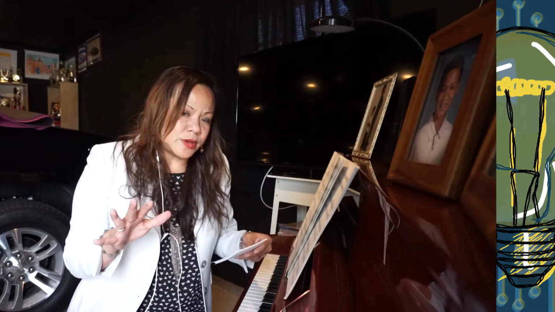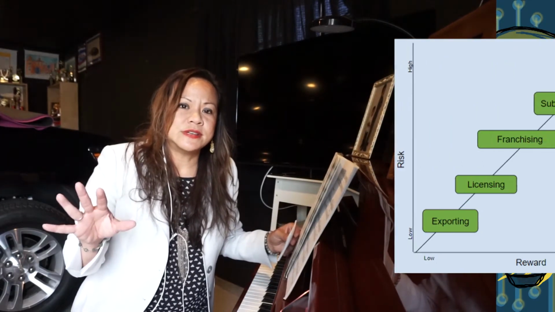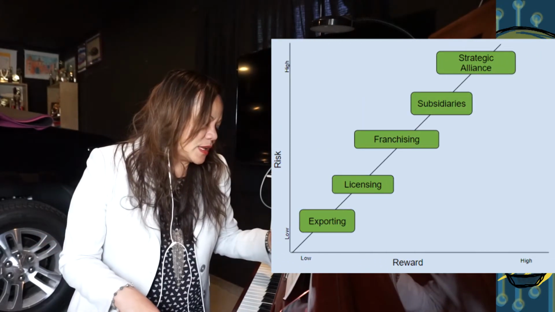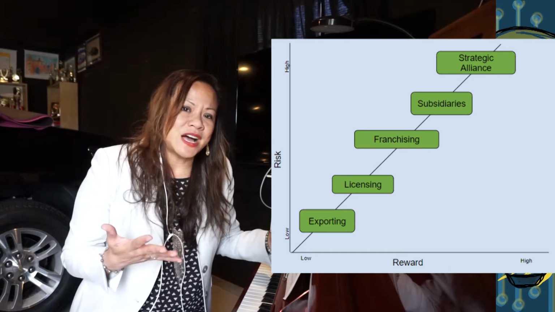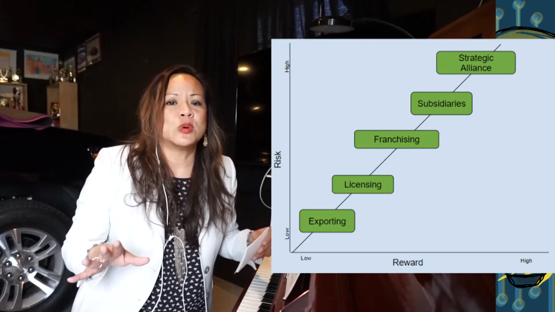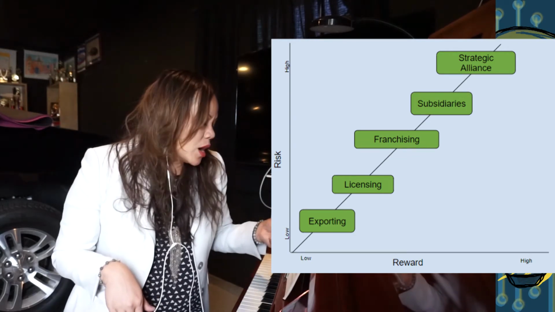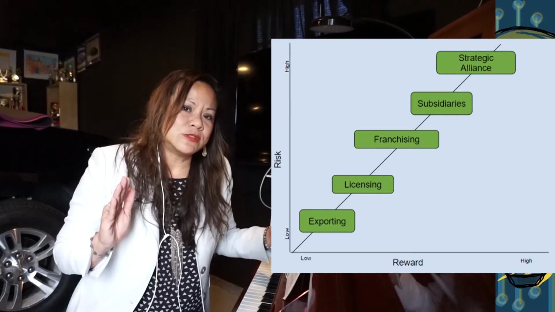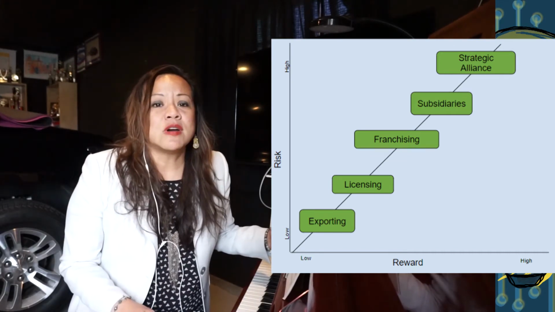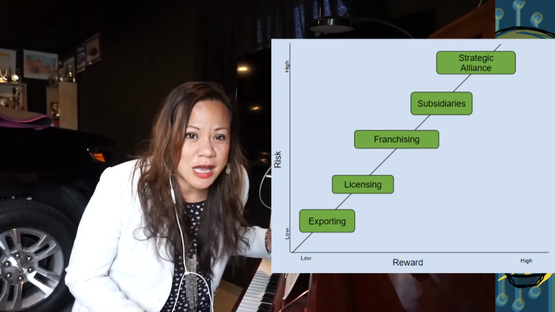There are 5 modes of entry, and you are going to have a figure pop up right before you. This is 7.3. Now you could again memorize the 5 modes of entry, or you can think about them along a risk-reward continuum. So on one axis is risk, and you've got high versus low risk. On the other axis, you've got reward, which is low versus high reward.